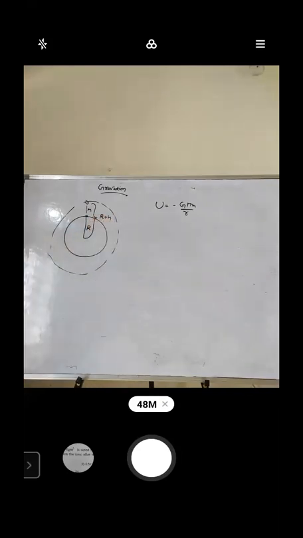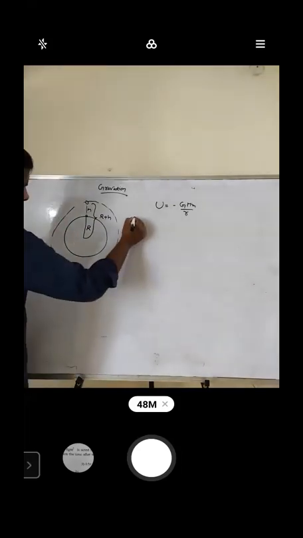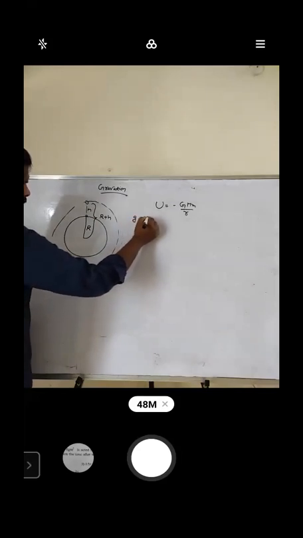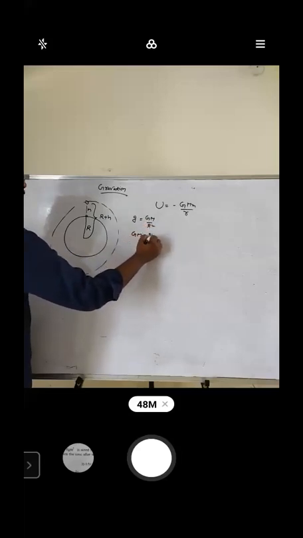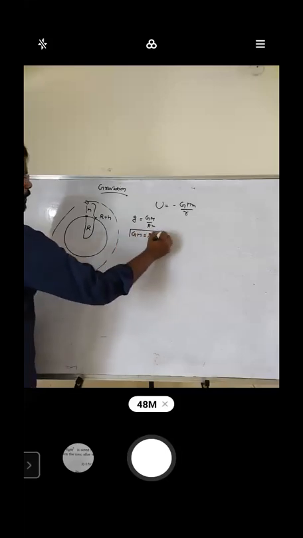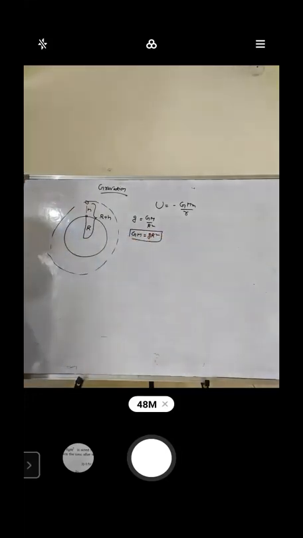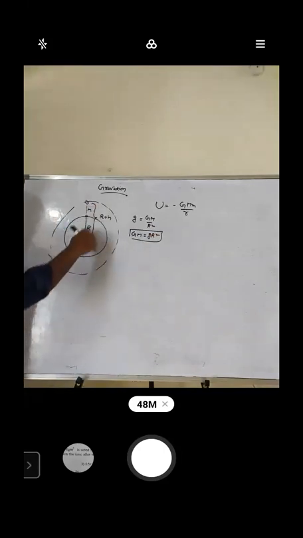As you know, what is the relation between small g and capital G? Small g equal to capital GM by R square. So GM equal to gR square. Remember this part. Now coming here, the total distance is R plus h. This is capital M mass, and this is small m mass.